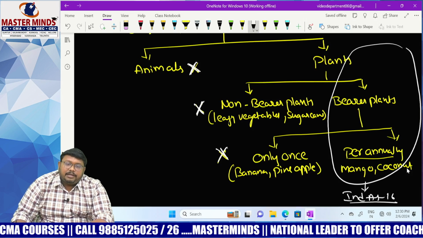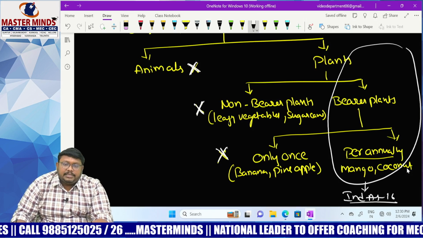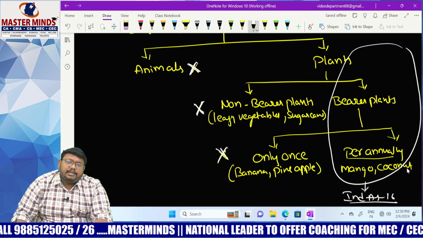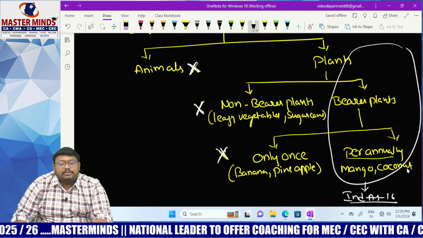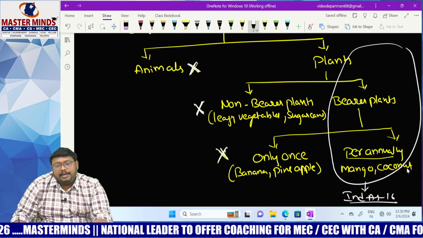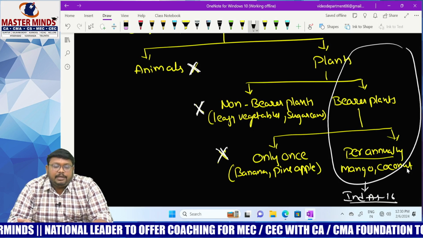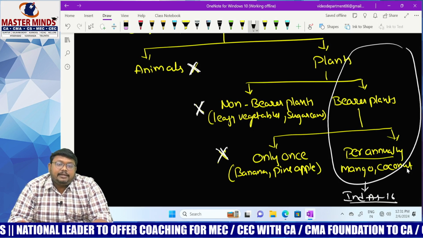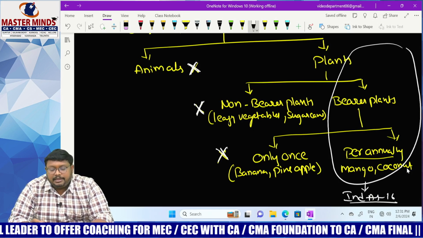For example, mangoes, coconuts or tea plantation. One time only you make the plantation, and it will give production for 60 or 70 years. Every year it will give the tea leaf. These are the conditions that we call bearer plants. The mangoes, coconuts or tea leaves that the plants give, we call agriculture produce.